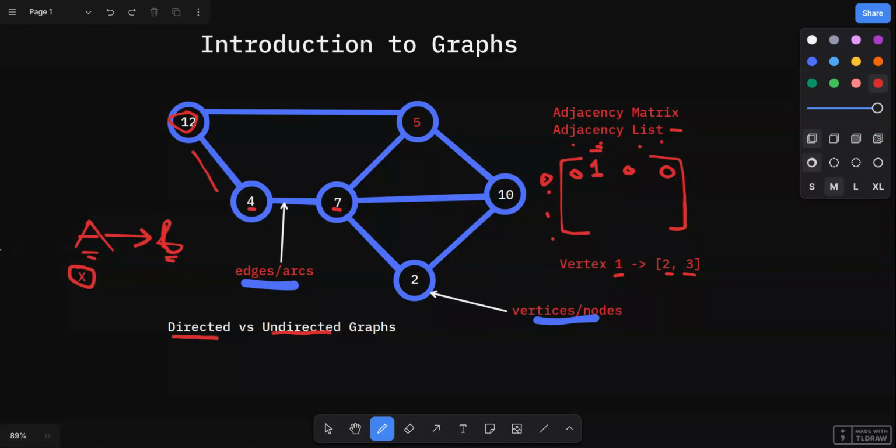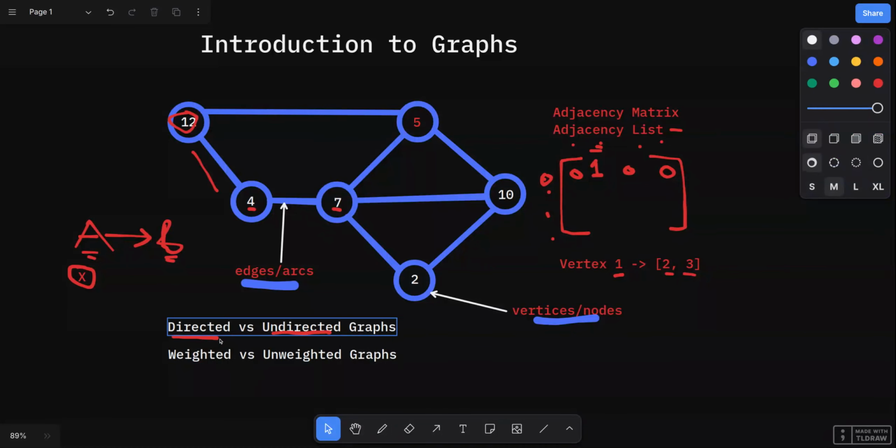Then we also have other types of graphs. We have what we refer to as weighted and unweighted graphs. There should be a G here. Yeah, so we have weighted and unweighted graphs.